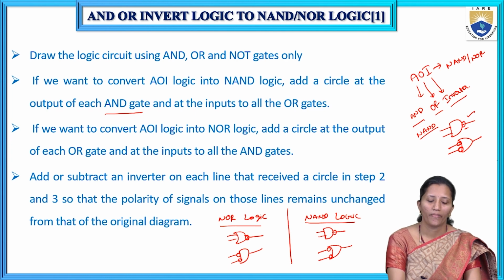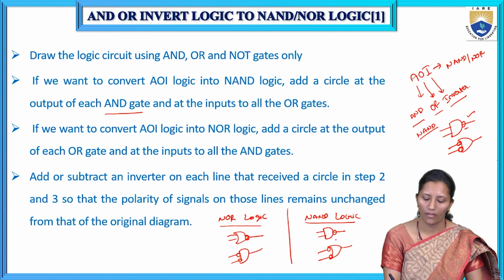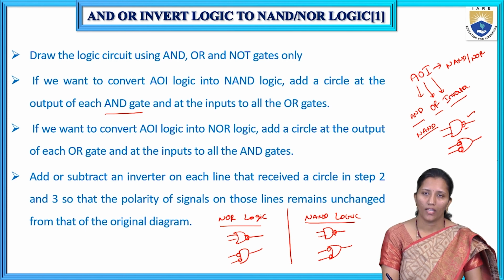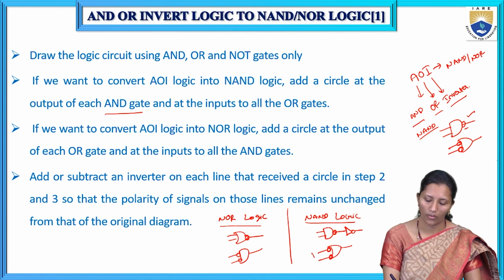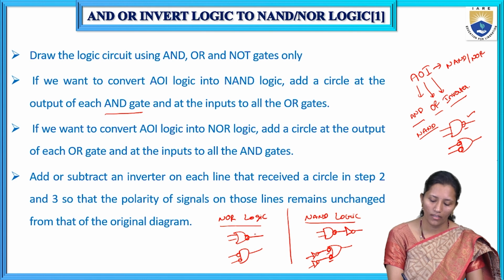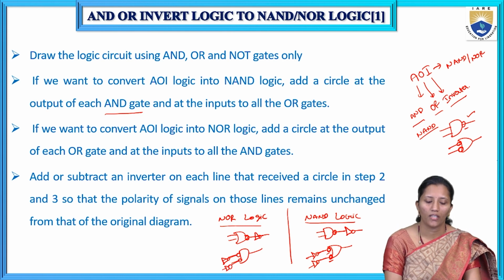In the second step, we have to add or subtract an inverter on each line that received a circle in step 1. So if we are adding a bubble at the output side of the AND gate, here we have to add one inverter. If we are adding a circular bubble at the input side, here we have to add an inverter in this line and another inverter in the other line, because we are adding 2 bubbles. For NOR also, we add bubbles at the input side. Wherever you are adding a bubble in that line, we have to add one inverter. So this is step 2.